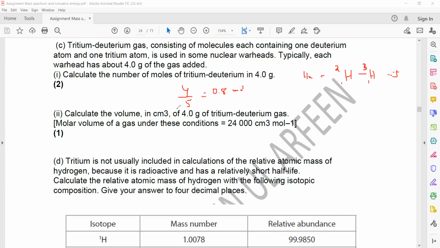Calculate the volume in cm cube. Moles equal volume in dm cube divided by 24, or volume in cm cube divided by 24,000. So moles multiplied by 24,000 will give the volume in cm cube. So 0.8 multiplied by 24,000 will give the volume of this gas in cm cube, which will come out as 19,200 cm cube.